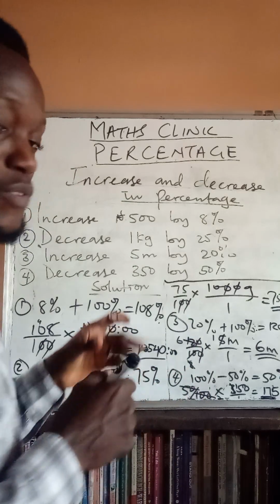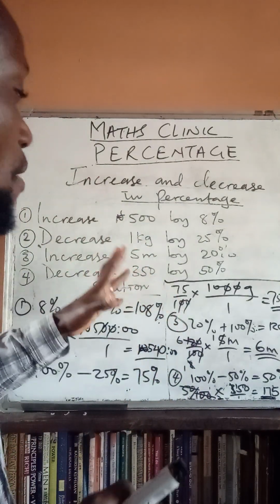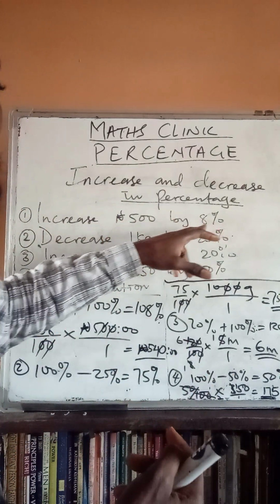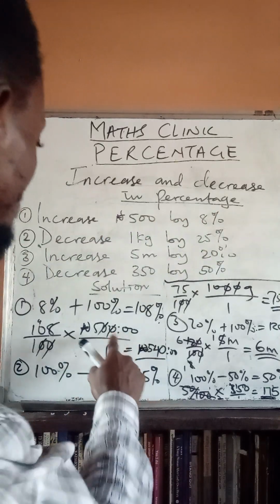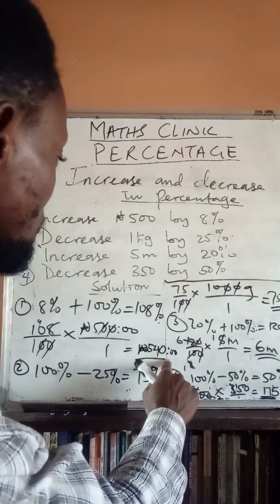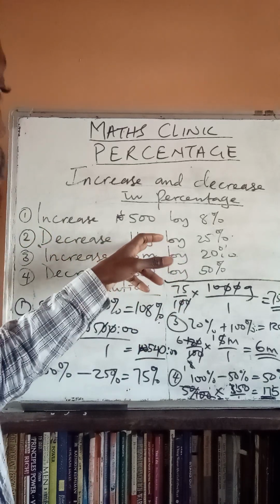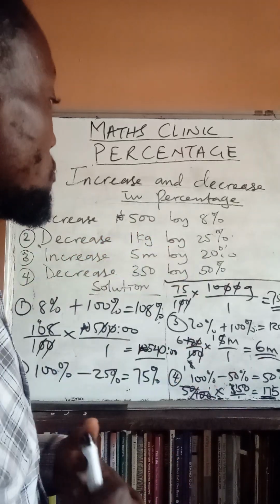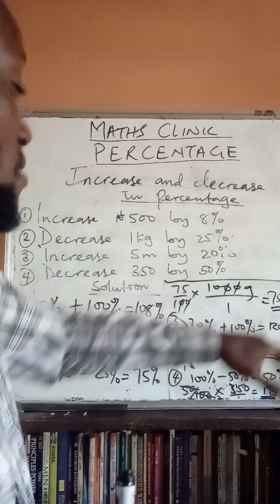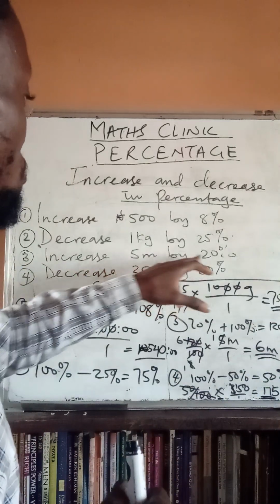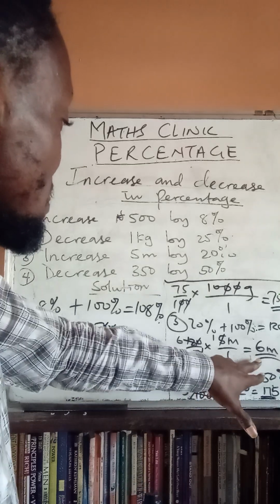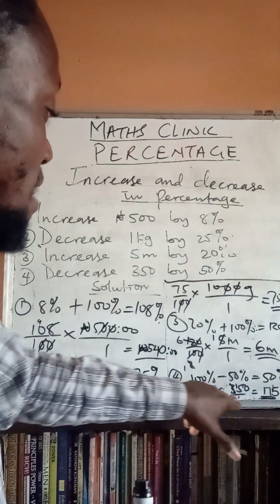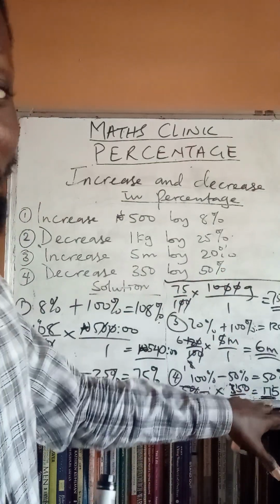So now, if you have noticed in the working here, whenever we have increase, the number tends to increase. For example, number 1 says increase 500 naira by 8%, it increased to 540 naira. For number 2, decrease 1 kilogram by 25%, which actually means decrease 1,000 grams by 25%, it reduces to 750 grams. For number 3, increase 5 meters by 20%, look at it, increased to 6 meters. And then decrease 350 by 50%, it actually decreased half the way, which is 175.